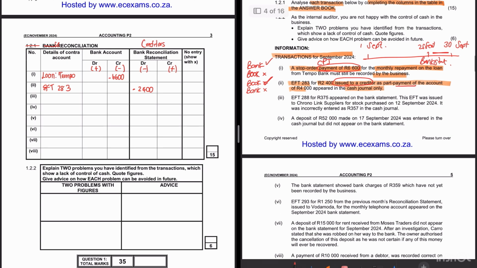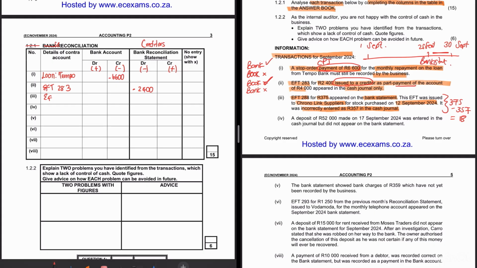Number 3, EFT 288 for 375 appeared on the bank statement. This EFT was issued to Chronolink Supplies for stock purchase on the 12th of September 2024. It was incorrectly entered as 357 in the cash journal. So when we have these types of incorrect entries, we calculate our difference. So we've got 375 minus 357, and our difference is 18 Rand.